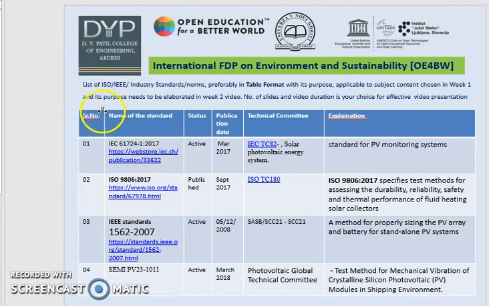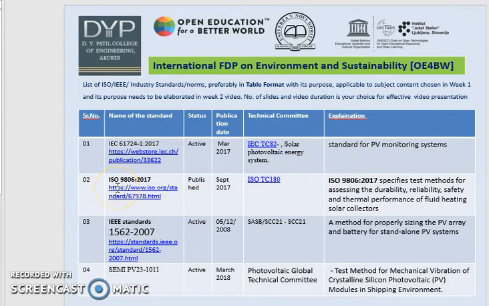This is the table for the list of ISO, IEEE and industry standards and norms. I have taken the standards as IEC, ISO and IEEE. The IEC standard for PV, or solar energy, is IEC 61724-1:2017. It is active, published in March 2017, and the technical committee is IEC TC82, which worked on solar photovoltaic energy systems. This gives the standard for PV monitoring systems.